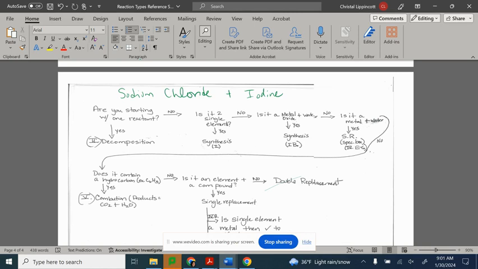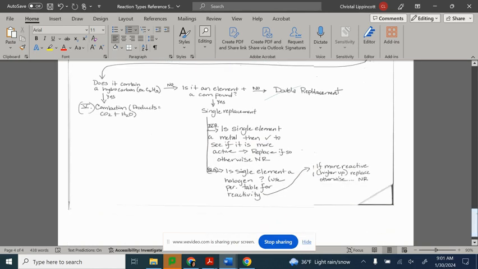So we're going to go down our page here a little more. Try to get down here a little bit so we can see more down here. So we've identified it as this section here. So we've narrowed it down to this section. Is the single element a metal? Is iodine a metal? No, iodine is not a metal.